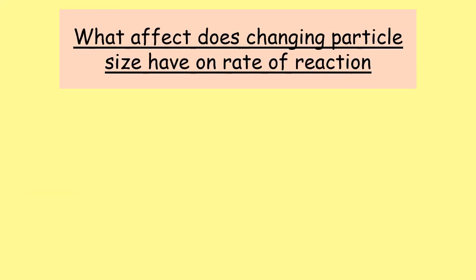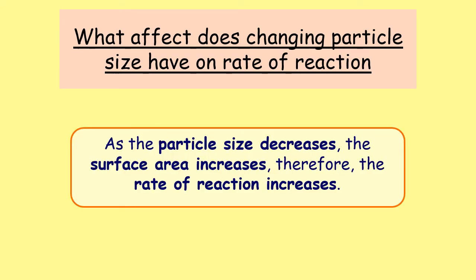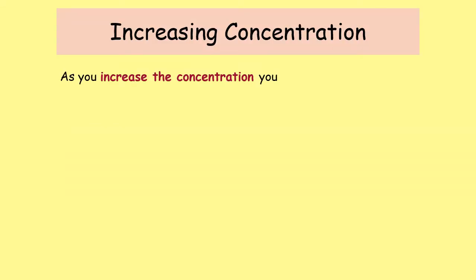So if we were to summarize what effect does changing particle size have on the rate of reaction, we would say as particle size decreases, the surface area increases, and therefore the rate of reaction increases. So with particle size, the rate does the opposite of what the particle size does. If particle size decreases, reaction rate increases. If particle size increases, rate of reaction decreases. Now we're going to look at concentration.